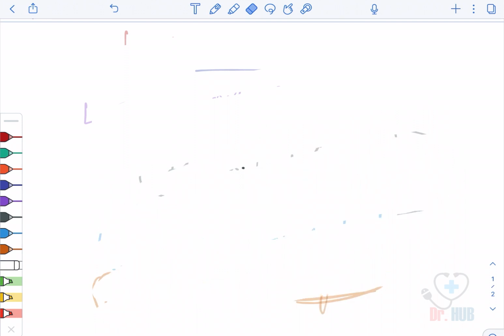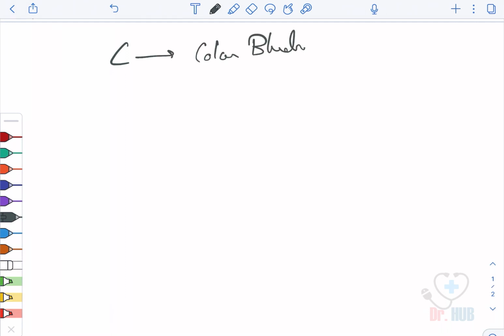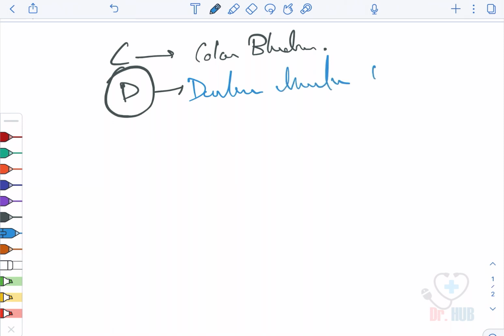Next, there is another C. This C is for the color blindness. Next, there is D. So this D is nothing but for the Duchenne muscular dystrophy as well as in case of the diabetes insipidus.